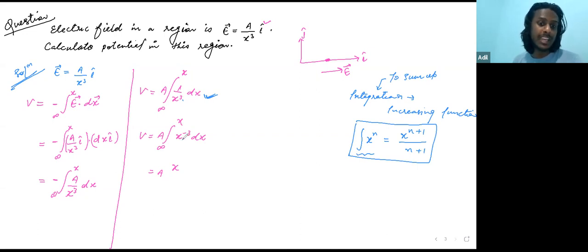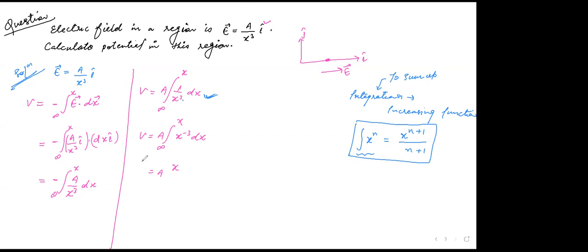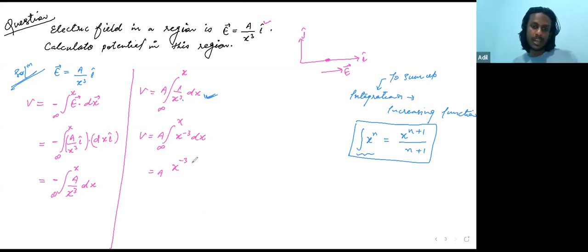Hence, after integrating, this is your x to the power n. What is the value of n here? Value of n is minus 3. Am I right or not? Yes. This is your value of n. We can write here x to the power minus 3 plus 1 over minus 3 plus 1, from infinity to x. After integrating, you get A x to the power minus 3 plus 1, which will be minus 2, over minus 3 plus 1.